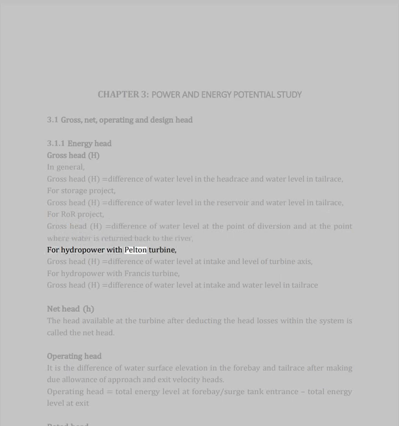For hydropower with a Pelton turbine, gross head, H, equals the difference of water level at intake and level of turbine axis. For hydropower with a Francis turbine, gross head, H, equals the difference of water level at intake and water level in the tail race.